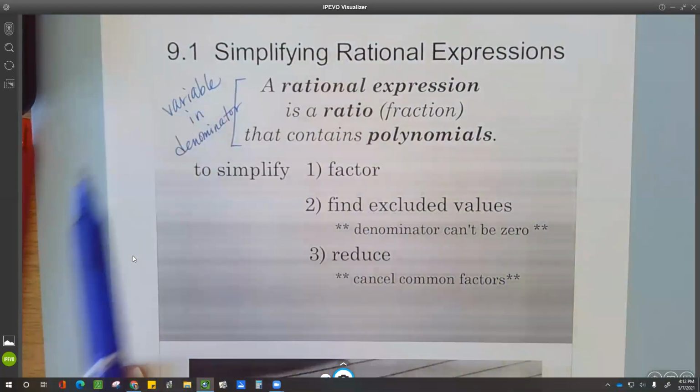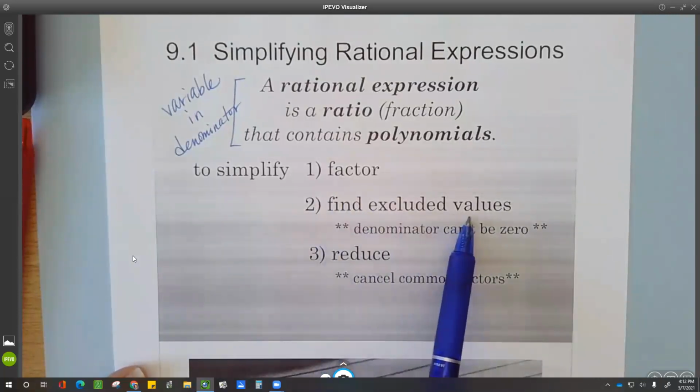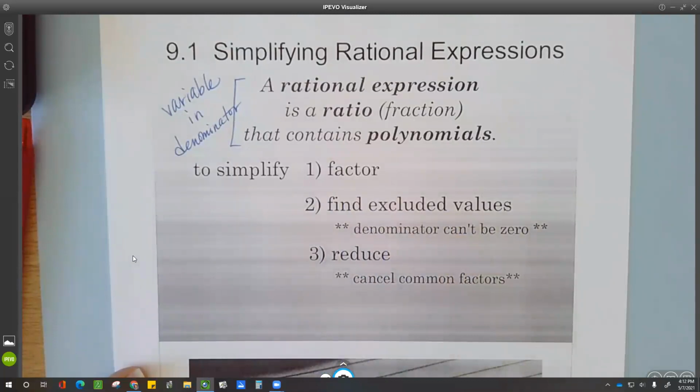The first lesson is just simplifying expressions. So first we'll factor. We just finished a factoring unit, or factoring was part of Unit 8. And then find excluded values. And what I mean by that is I need to make sure my denominator isn't 0. So I exclude any values that would make the denominator be 0. And then I reduce my fraction.